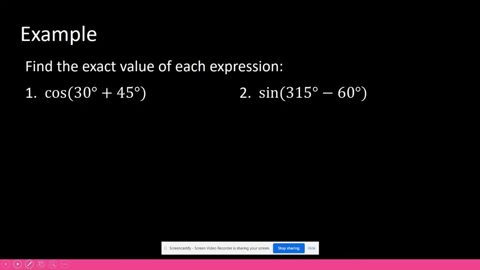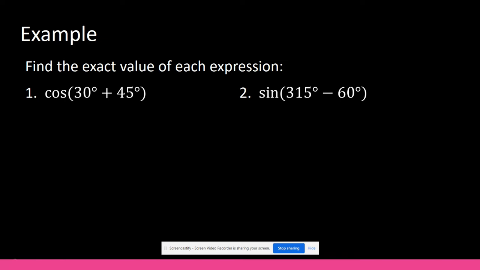So say I wanted us to find the exact value of each expression. We've got the cosine of 30 degrees plus 45 degrees. Now, if I actually added those angles together, I get 75. That's not a value that's on my unit circle, which is why we have it broken up, so that the numbers we're always going to get are numbers that are a part of our unit circle.